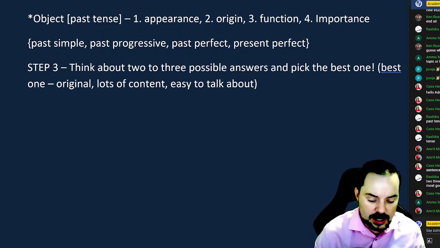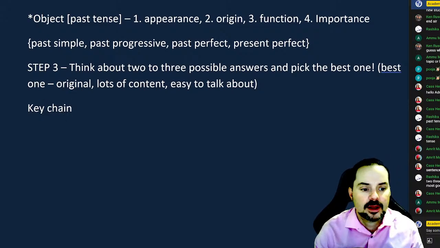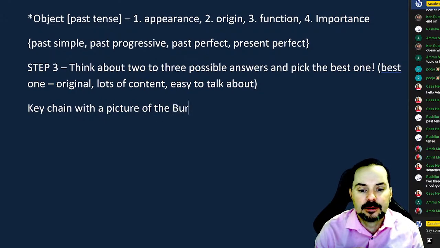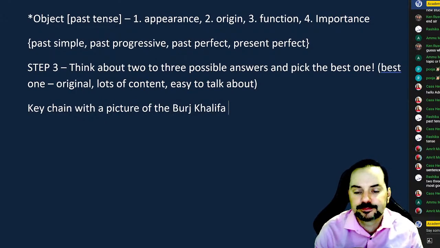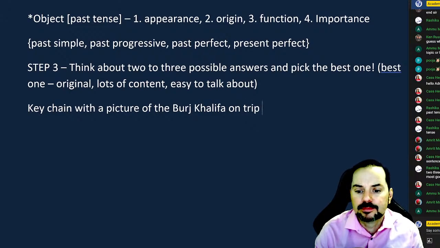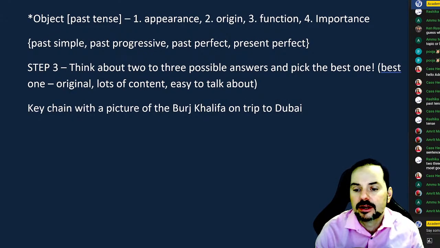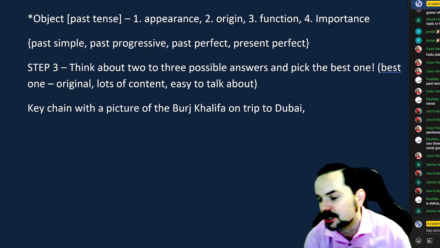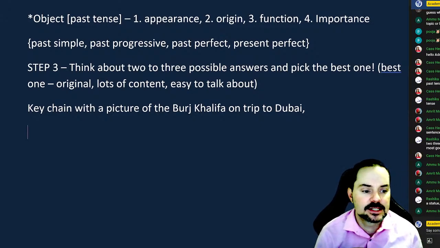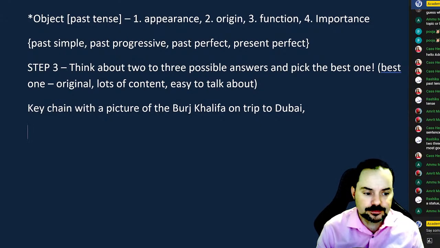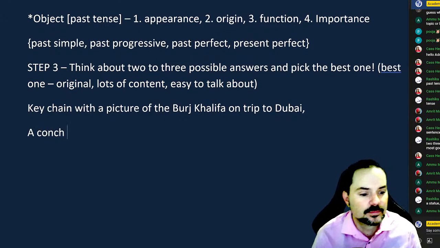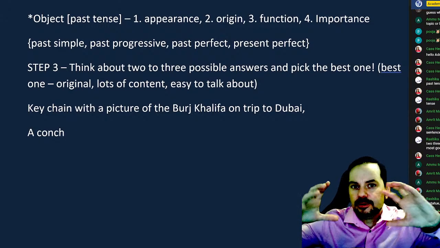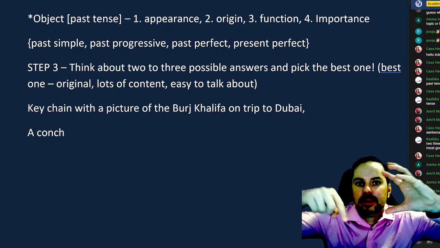So maybe you got a keychain with a picture of the Burj Khalifa on your trip to Dubai, okay? For example, all right? So here you would just write down keychain. Okay, Amu says seashell. Let's say a conch. Okay, conch is, if you don't know what it is, it's that kind of beautiful big seashell.